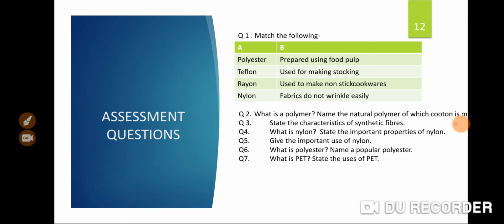Now we have a few short answer type questions. Students, you have to answer these questions based on the topics we discussed here.